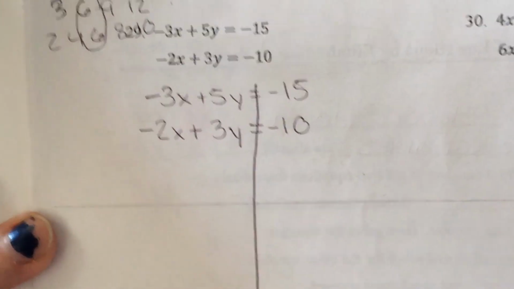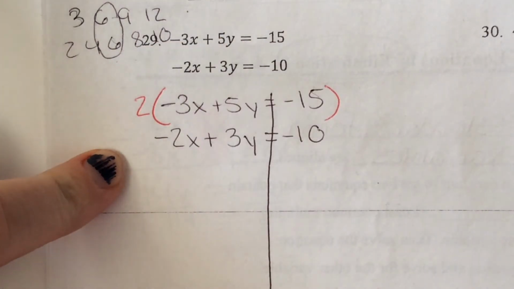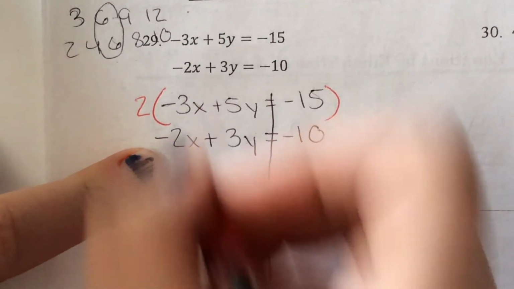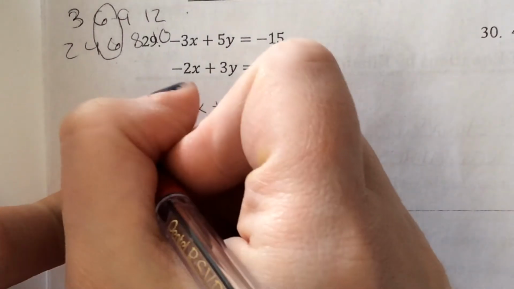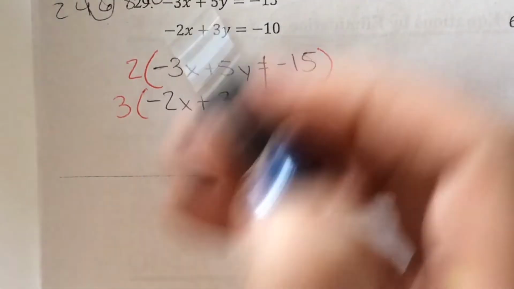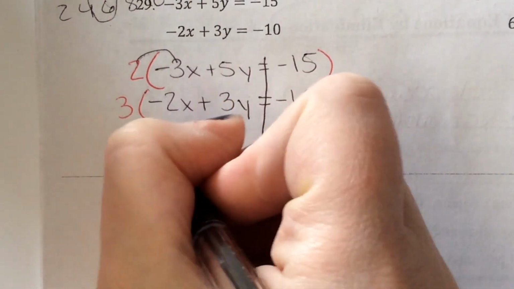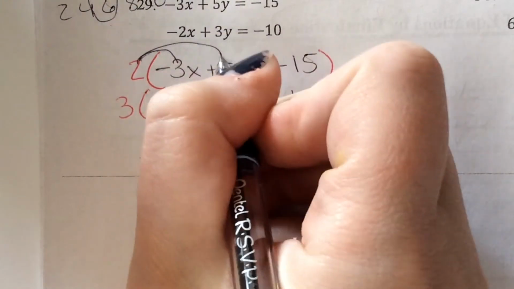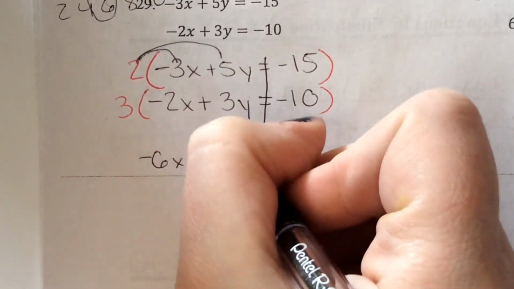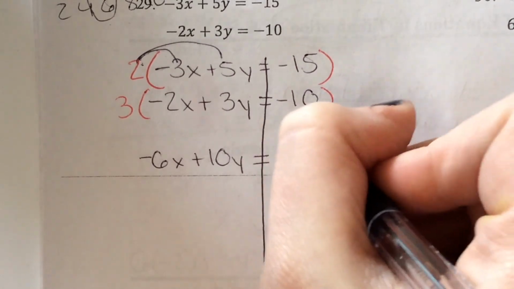All right, and how we do that in the top is by multiplying it by 2. So that means the whole equation by 2. And how we do that in the bottom is by multiplying it by 3. So the whole equation by 3. Okay, watch closely with this. 2 times negative 3 is negative 6x. And then 2 times 5 is plus 10y equals 2 times negative 15 is negative 30.